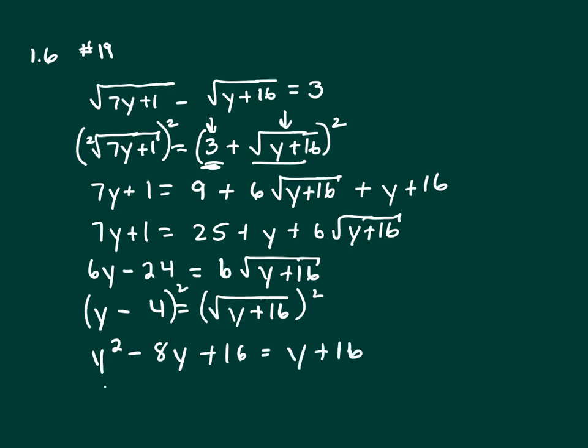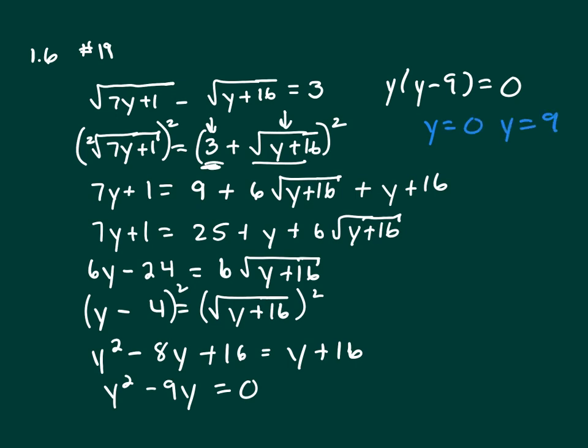So that gives me y squared, subtract y, minus 9y equals 0. So factor that, and that gives me y times y minus 9 equals 0. Let me change colors. So that gives me y equals 0 and y equals 9. You think you might be done. But when you square both sides of an equation, you run the risk of creating a solution that will not work. So you've got to check 0 and 9.